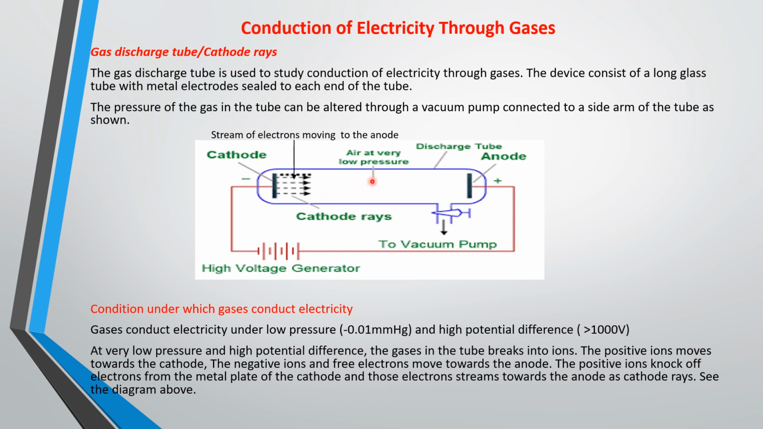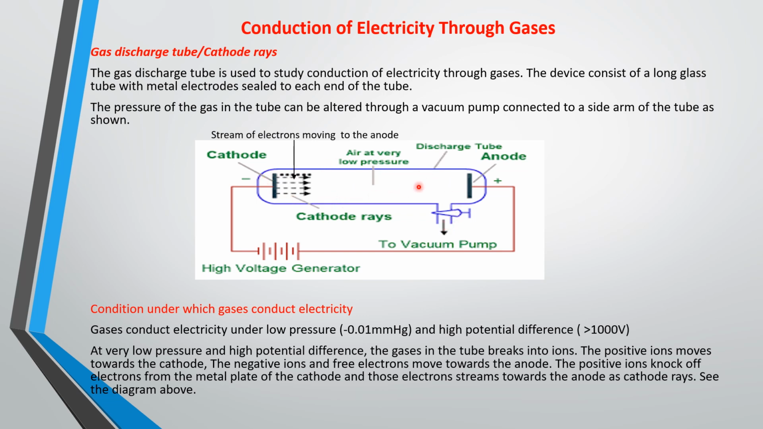And what does it contain? It contains a long glass tube with metal plates or electrodes sealed to each end of the tube. So this is an electrode and this is an electrode. Then you have a vacuum pump that is connected to the glass tube. Now the vacuum pump is used to regulate the pressure of gas inside the tube. So this is what the gas discharge tube actually contains.